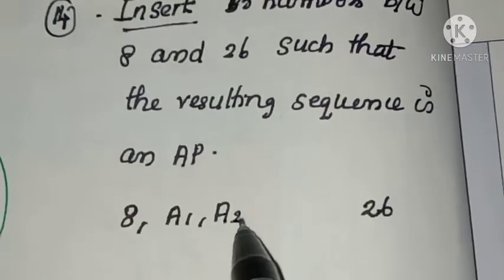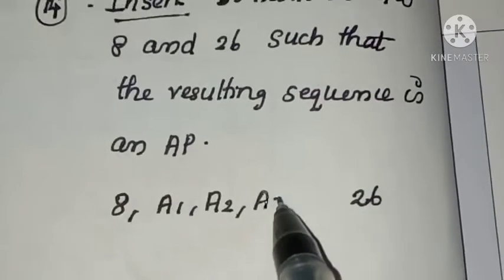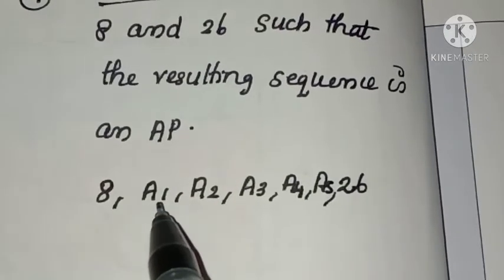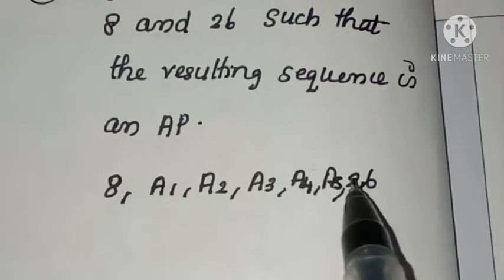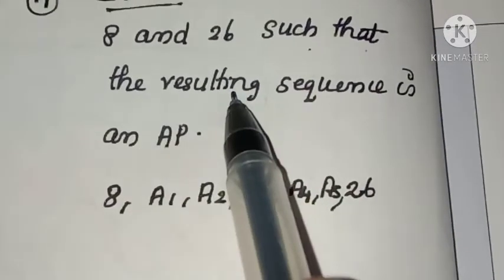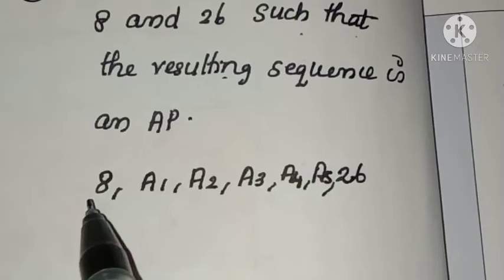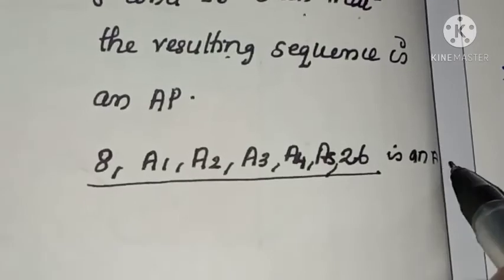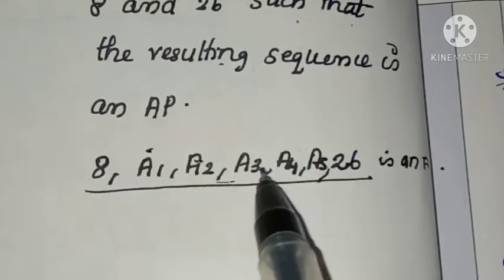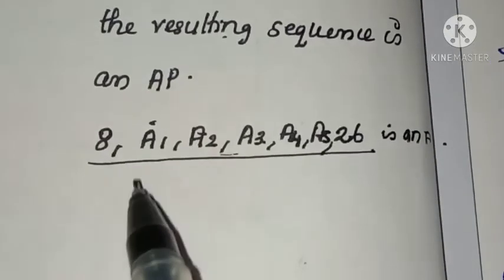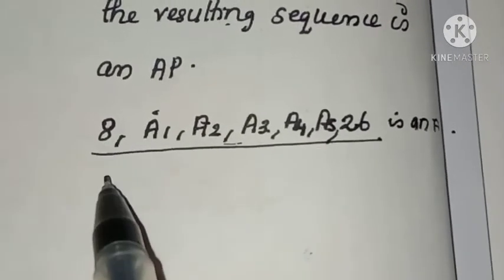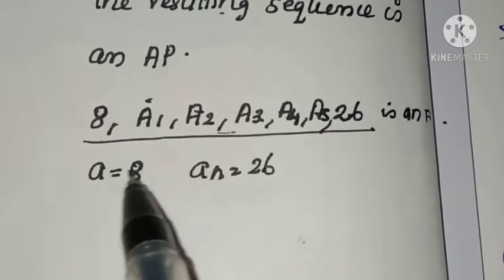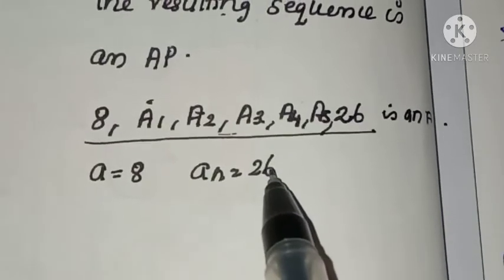Let us consider these numbers as A1, A2, A3, A4, A5. So we insert 5 numbers in between 8 and 26 such that the resulting sequence is an AP. Now this is an AP. Our question is what is A1, A2, A3, A4, A5. So this is an AP. So first term is 8. Last term is 26.